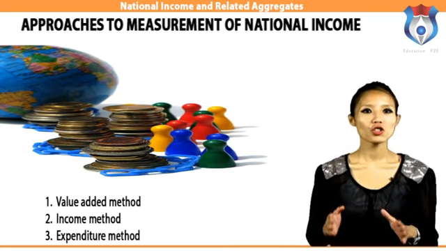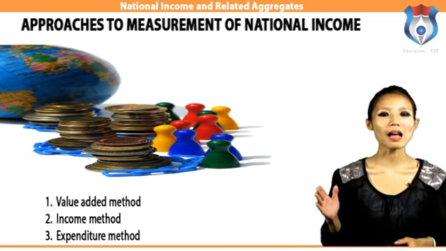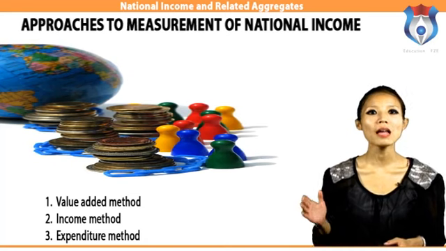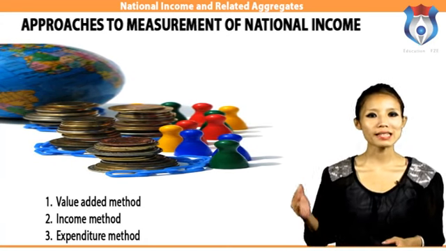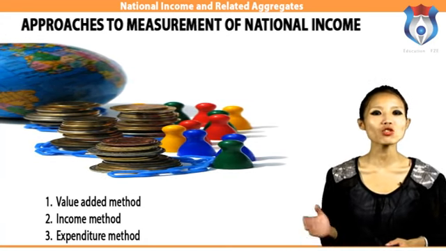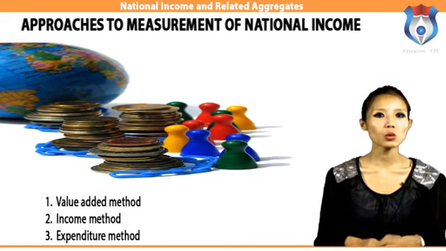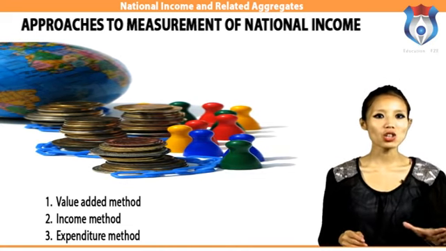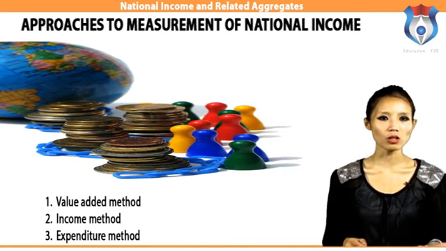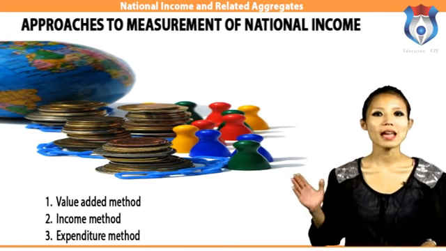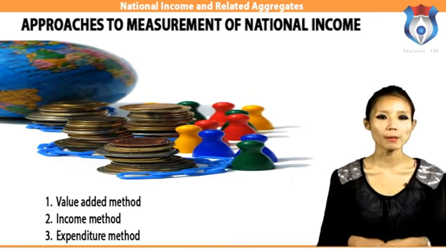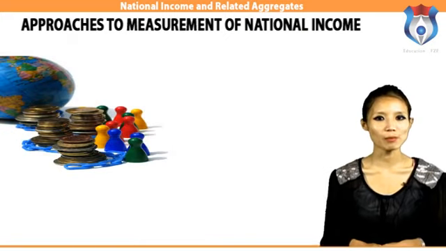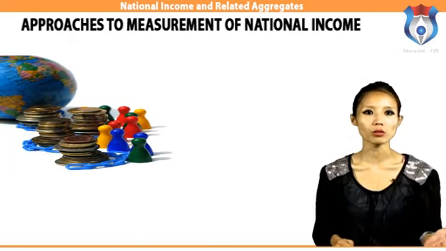Expenditure method: GDP equals C plus I plus G plus (X minus M), where C is equal to personal consumption expenditures, I is equal to gross investment, G is equal to government consumption, X is equal to gross exports, and M is equal to gross imports. Income approach and expenditure approach are defined as follows.